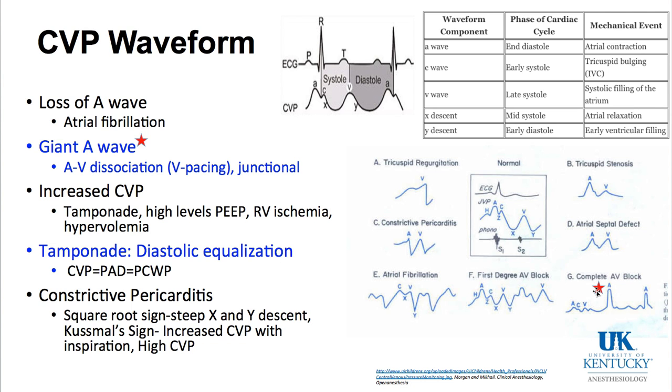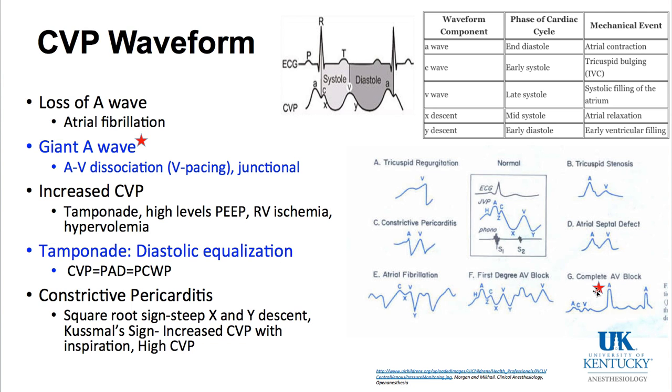If you just pace the ventricle and it's not in synchrony with the atria, you can have AV dissociation. And junctional rhythm is an example. For example, after cardiopulmonary bypass, when a patient is reperfusing, not uncommonly they are in a junctional rhythm and have these big A waves on their CVP trace, and when they resume sinus rhythm, the A wave goes away.